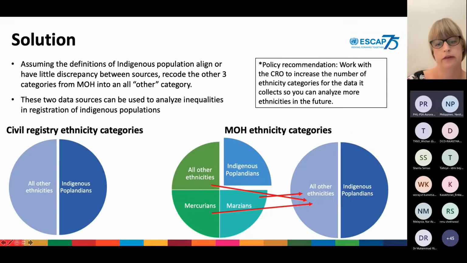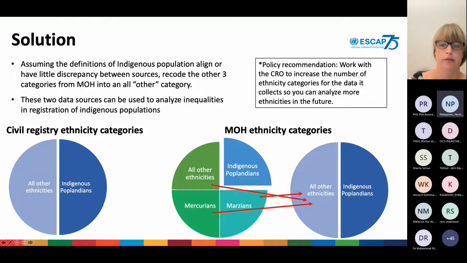And so what we would need to do is take all three of the categories from the Ministry of Health, so the all other, the Mercurians, and the Marzians, and recode them into a new variable so that there's all other and then Indigenous populations. So unfortunately, in this case, we can only really do our analysis on Indigenous and all other ethnicities because we just don't have the data from the Civil Registry.